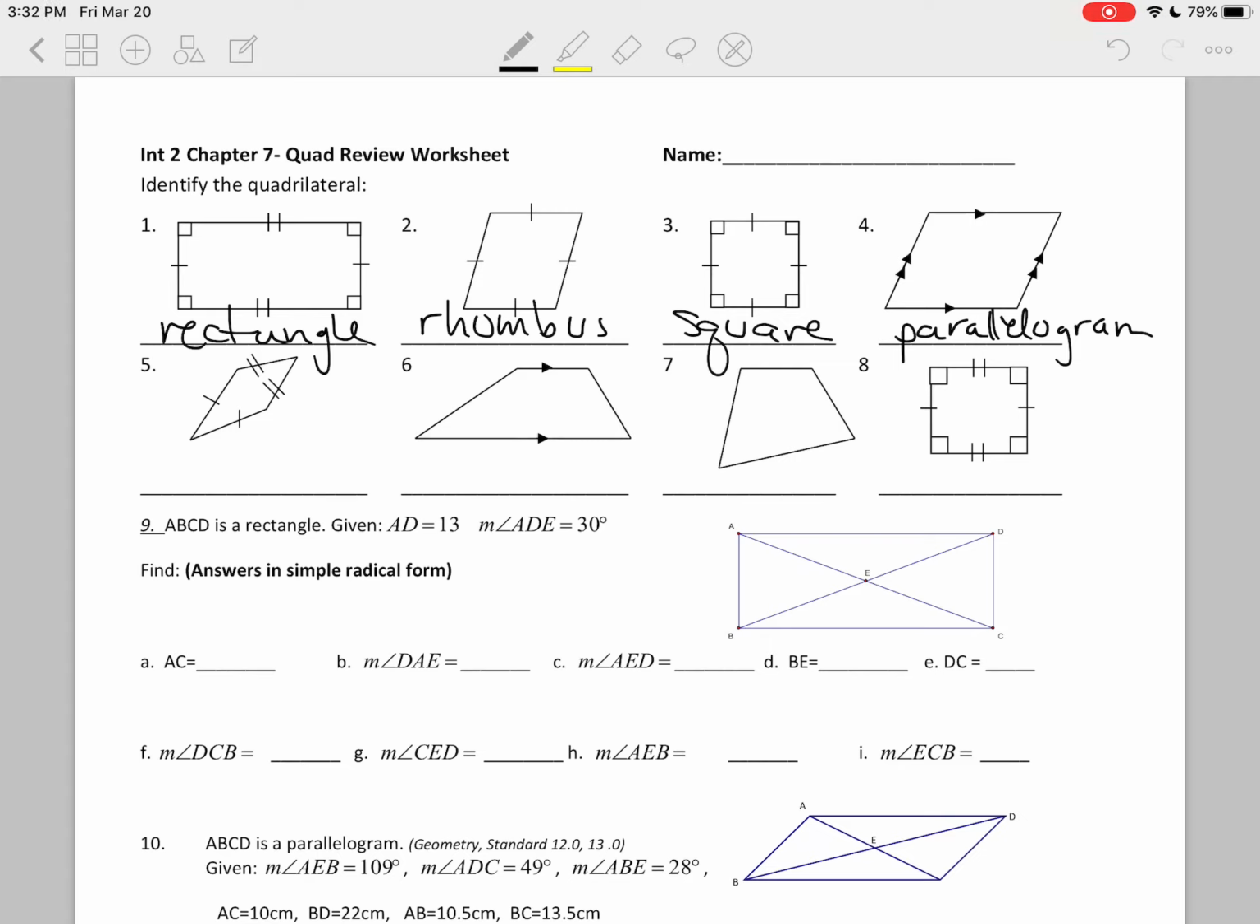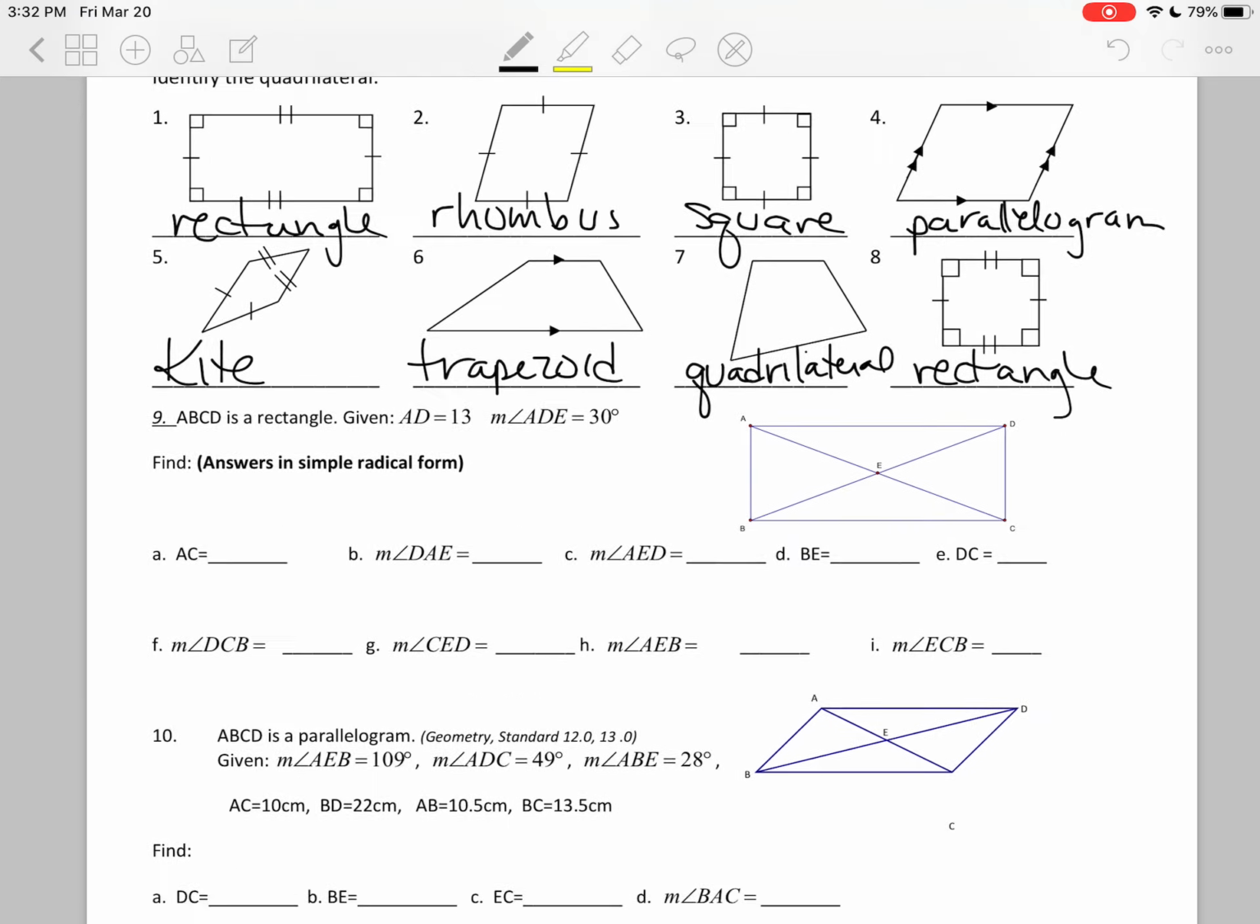Number 5, you have 2 pairs of congruent sides, but they're next to each other, so that is a kite. Number 6 is only 1 pair of parallel sides, that makes it a trapezoid. 7 has nothing marked, so it's just a quadrilateral. And 8 has 4 right angles and 2 sets of congruent sides, makes that a rectangle as well. All right.